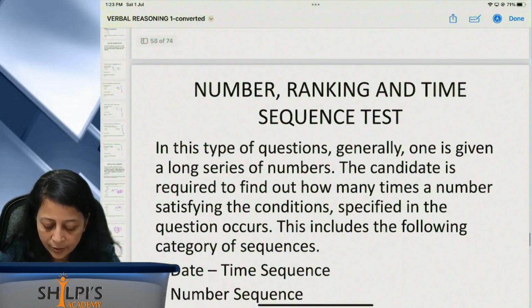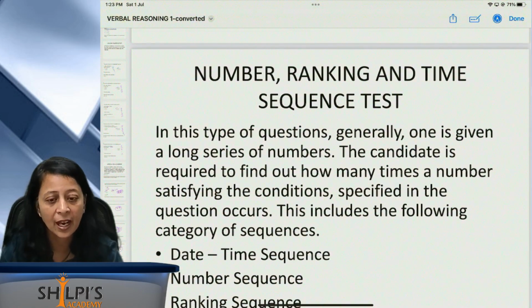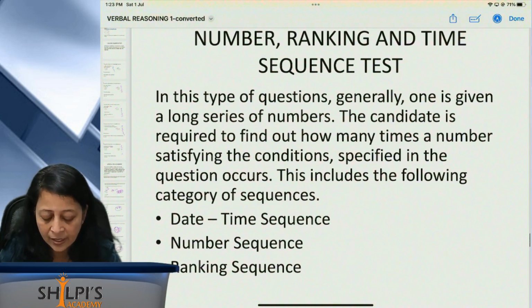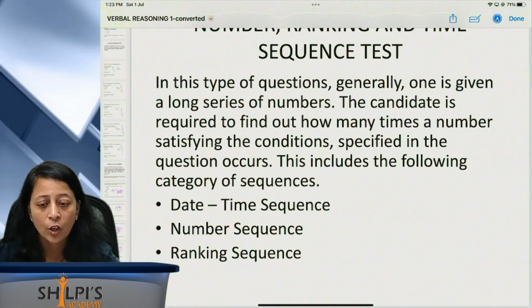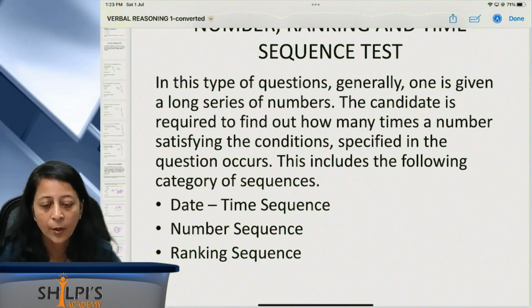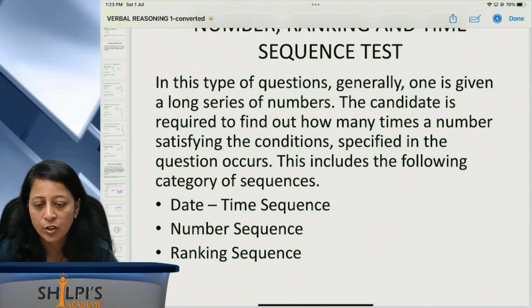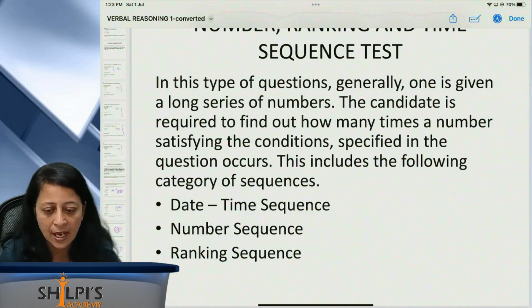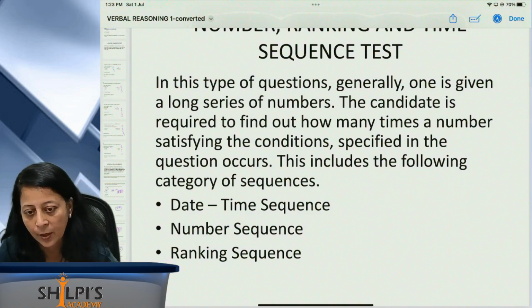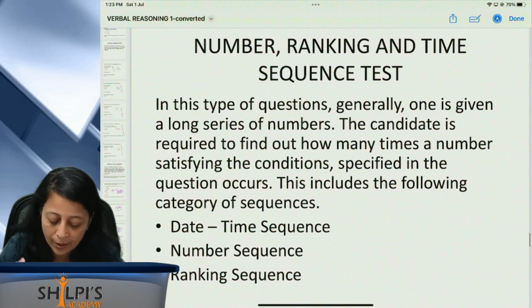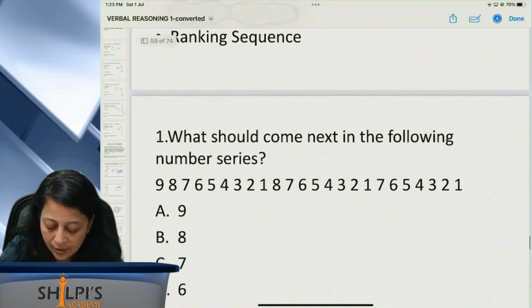Okay, next is your number ranking and time sequence test. In this type of questions, generally one is given a long series of numbers. The candidate is required to find out how many times the number satisfying the condition specified in the question occurs. This includes the following category of sequence: date, time sequence, number sequence, ranking sequence. Let us see how are we going to do the number, ranking and the time sequence test.